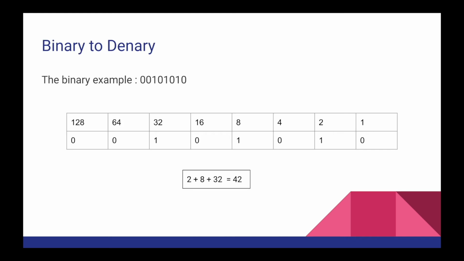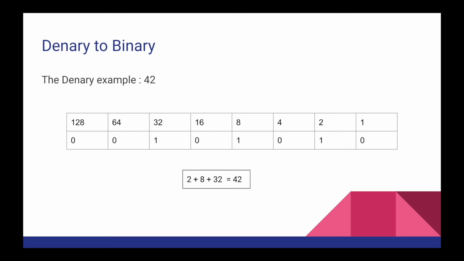First, how to convert from binary to denary? The example that is being used here is 0010 1010. First, you have to create a table of powers of 2. After creating this, you have to place ones on the appropriate places as given here. After creating a table like this, find the ones in the binary value. Then look above the ones. Then add those numbers together to get the denary value.